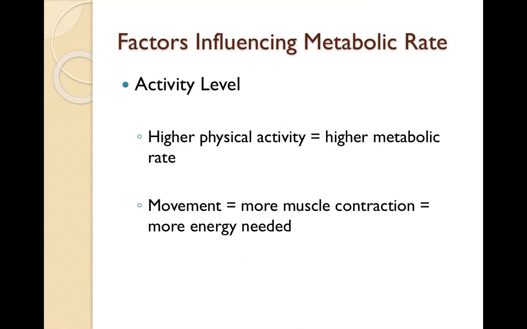Activity level: a higher activity level generally corresponds to a higher metabolic rate. The more movement you're doing, the more muscle contraction you're having, the more energy that you need. But the more muscle contraction you're doing, the more your muscles increase in size and you increase your lean muscle mass. And so activity tends to increase the percentage of lean muscle mass. You can kind of hear a common thread here. It all comes down to lean muscle mass. So higher activity level, higher metabolic rate.